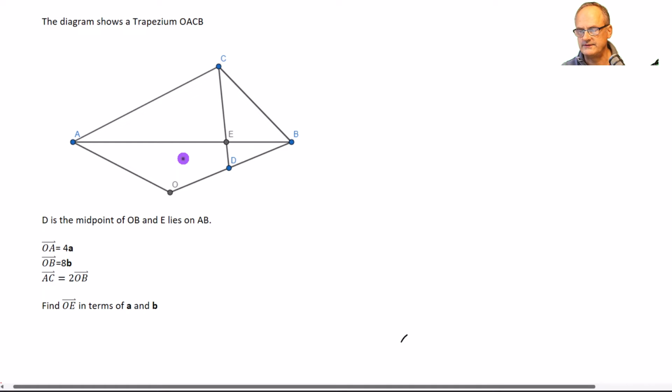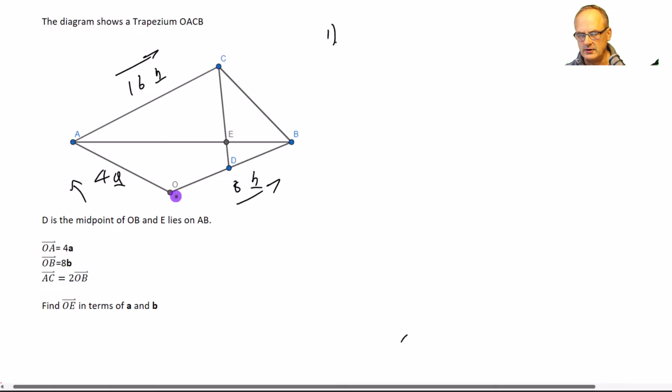So part one, we're going to find the equation of AB. Now we know that OA is equal to 4A, and we know that OB is equal to 8B. And we know this is a trapezium, and we're told that AC equals 2OB. So these are the two parallel sides, even though it might not look it. If that is twice that, that must be 16B going along that side there. We've got 8B going that way, and we've got 4A going that way.